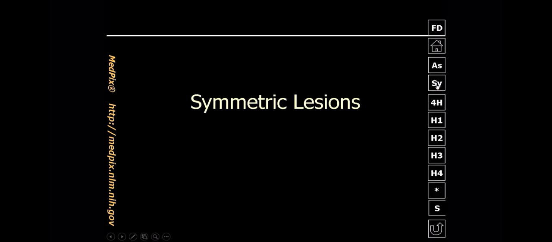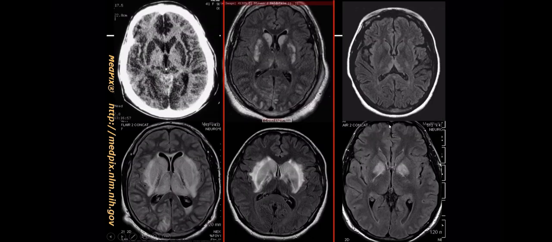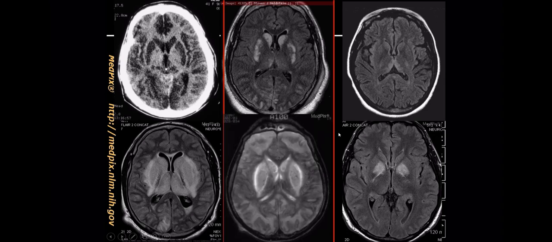Now, I want to show you a series of symmetric lesions in the brain, and they all have in common the fact that they are bilateral, they are multiple, and they primarily involve the deep gray matter. And we'll try to go through these lesions and develop an intelligent differential diagnosis. But the thing that I want to emphasize is you oftentimes are not going to be able to make a radiologic diagnosis of exactly what the toxic or metabolic process is.